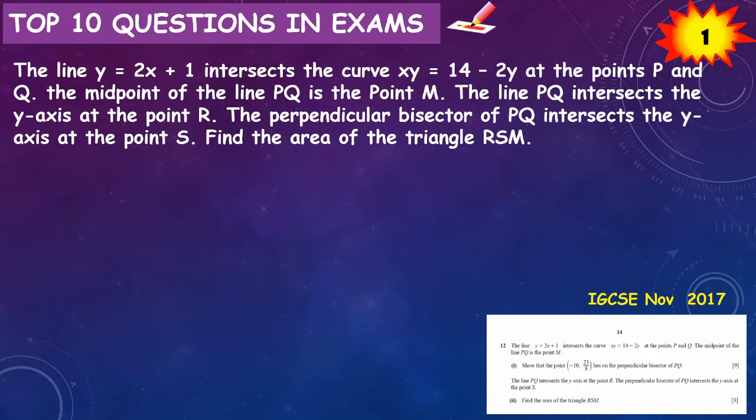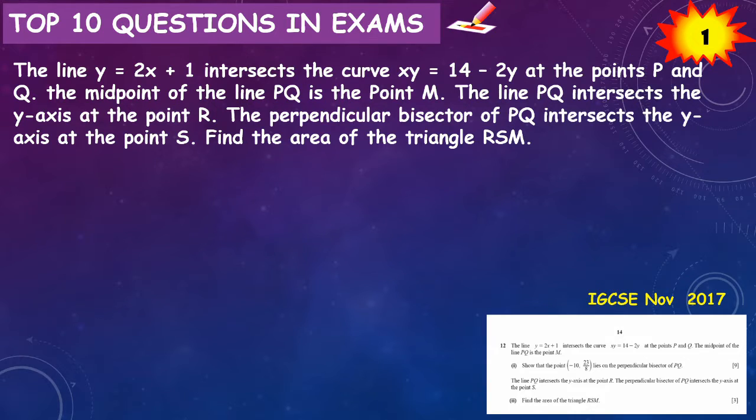The line y equals 2x plus 1 intersects the curve xy equals 14 minus 2y at the points P and Q. The midpoint of the line PQ is the point M. The line PQ intersects the y-axis at the point R. The perpendicular bisector of PQ intersects the y-axis at point S. Find the area of the triangle RSM.